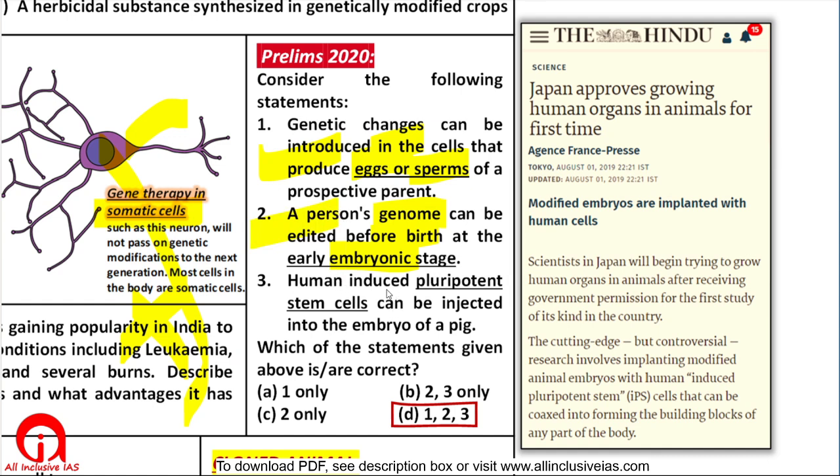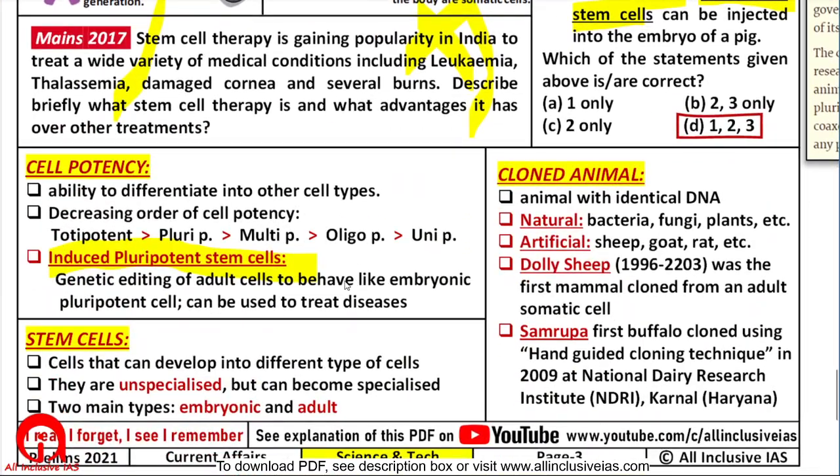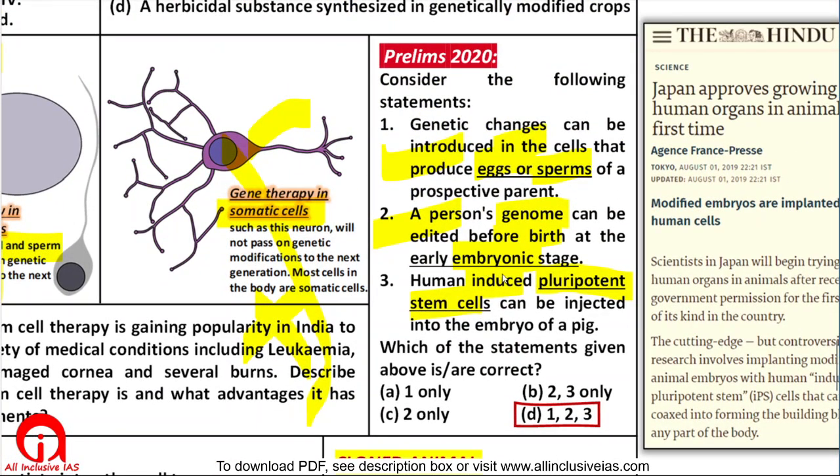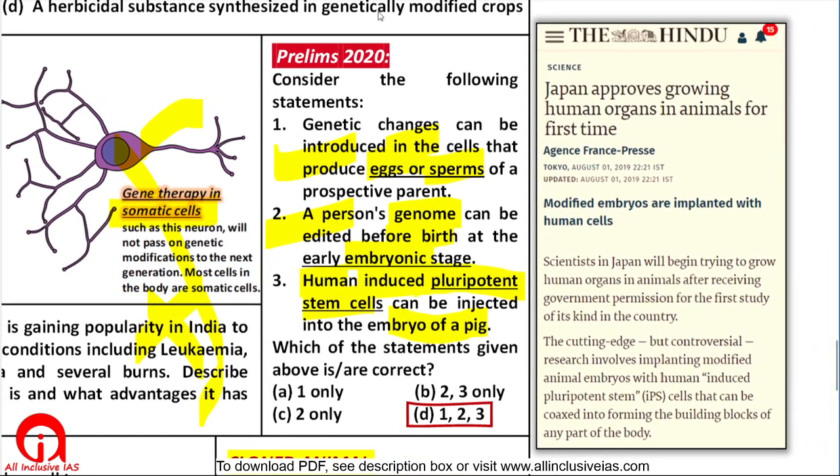Third is, human induced pluripotent stem cells can be injected into the embryo of a pig. Now, what is the meaning of induced pluripotent stem cell? This I will explain to you just in a minute. But suppose you don't know the meaning of this induced pluripotent and you try to understand in the examination hall itself. Then you will read this sentence as human cell can be injected into the embryo of a pig. So you will think this is wrong. Common sense will tell you that this is wrong.